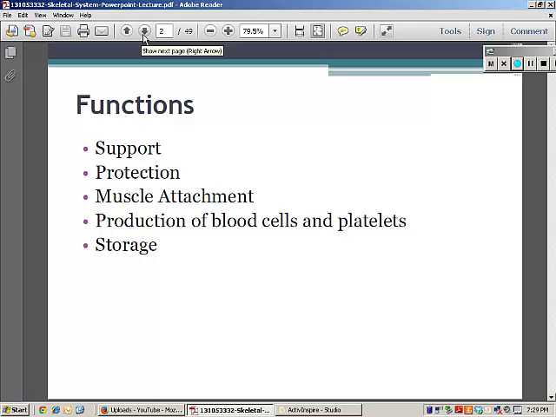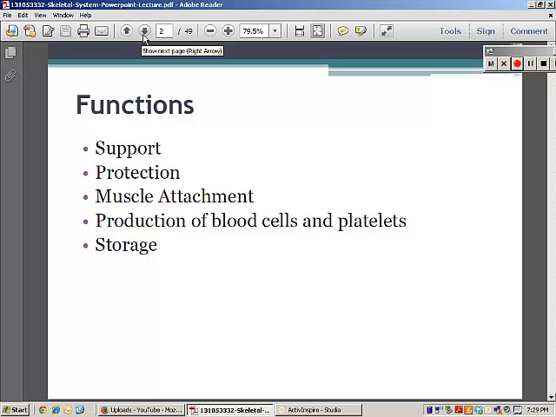It also helps with protection from things that could possibly injure our organs. Think about it. Your heart and your lungs are kind of encased in a cage, so to speak, and that's, of course, what we know as our rib cage, our thoracic cavity. And so our bones help with protecting our vital organs.